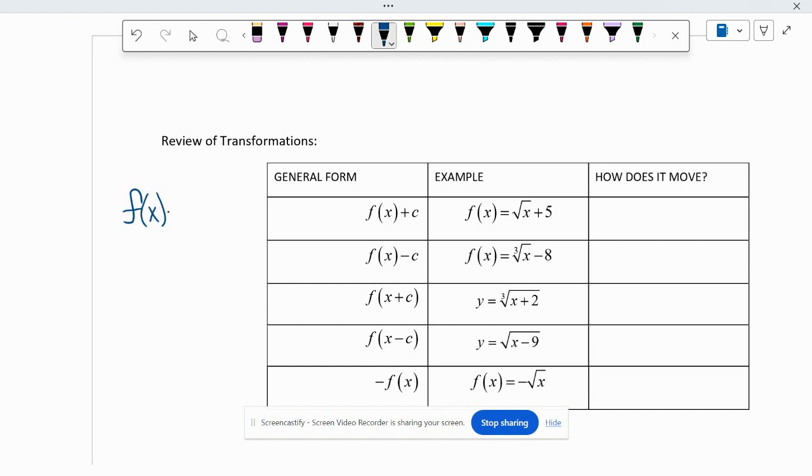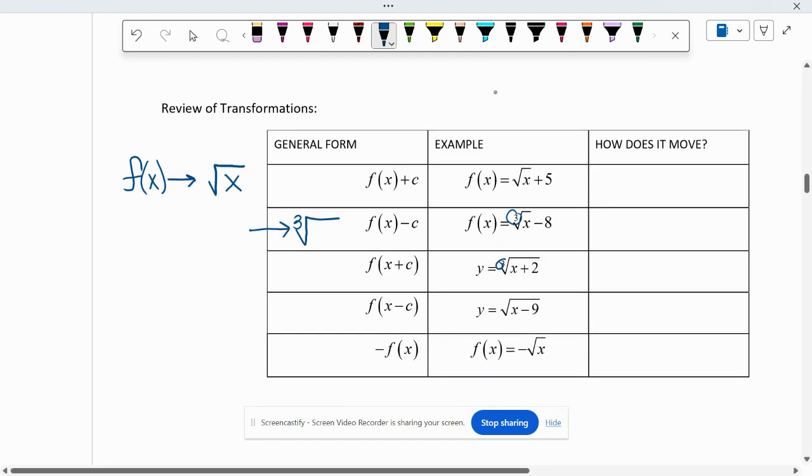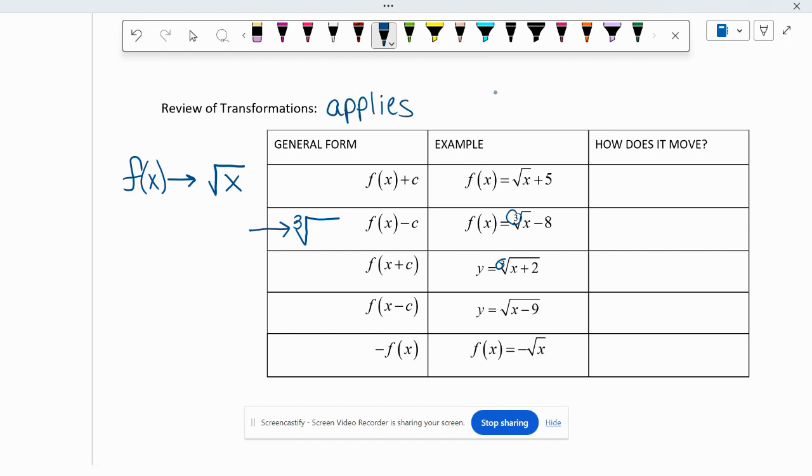the square root function. So if I look at this f of x, this is referring to the square root. These two right here are actually cube root functions. I don't know if you see that, cube root. But the movement is still the same. So we're still going to talk about the transformations because this transformation applies to any function, not just square root functions, right? This applies to any function.